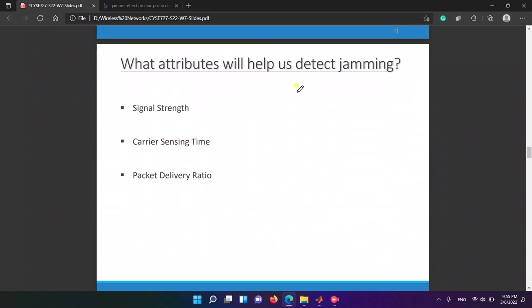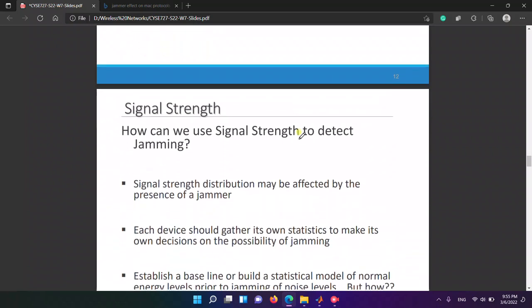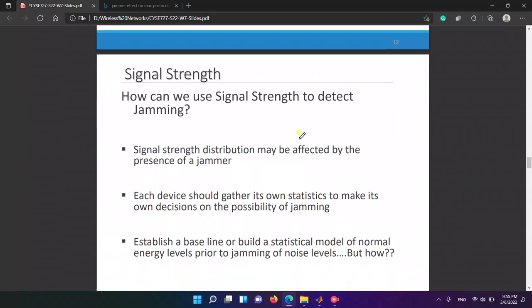As for those, these are for detection. I think they are the type of jammer. So let's see how this does. How can we use signal strength to detect jamming?